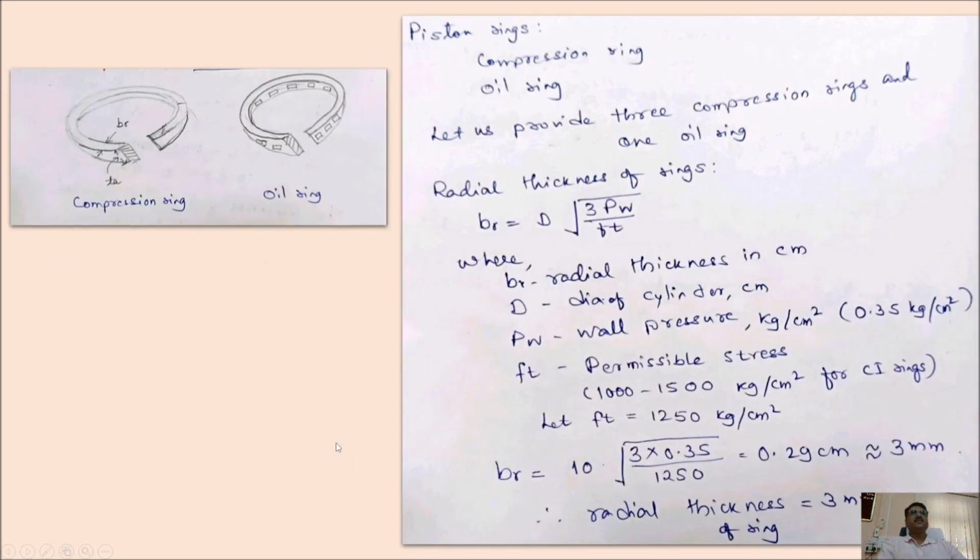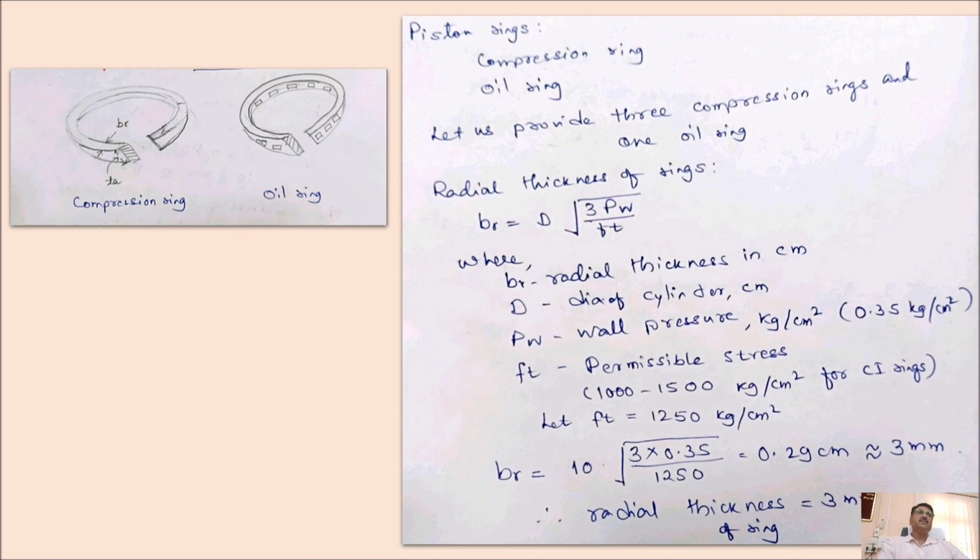Then piston rings. There are two types of rings: one is compression, another one is oil ring. Two dimensions of ring we are going to find basically: one is BR, another one is TA. BR is the radial thickness and TA is axial thickness. Radial thickness is given by the formula, so this is also Grashoff's formula. Radial thickness BR equal to D square root of 3 PW divided by FT.